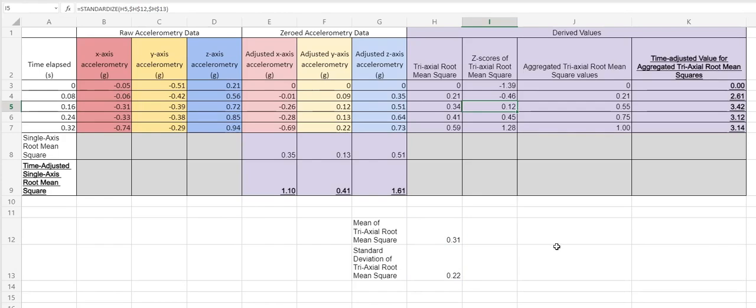We also used the triaxial root mean squares to compare the time-adjusted values for aggregated triaxial root mean squares over time between trials with and without the aerosol box. We first calculated aggregated values of the triaxial root mean squares in column J by adding prior values over time. Then, we simply divided the aggregated triaxial root mean square values by the time elapsed.